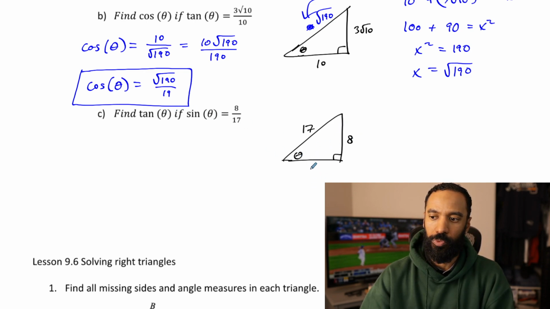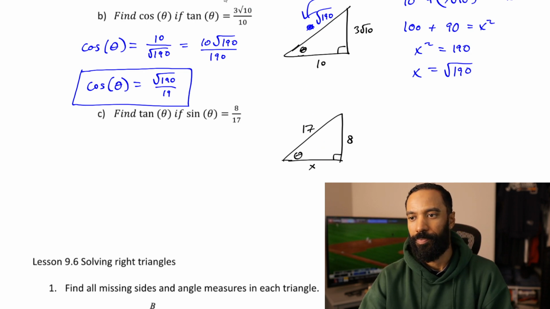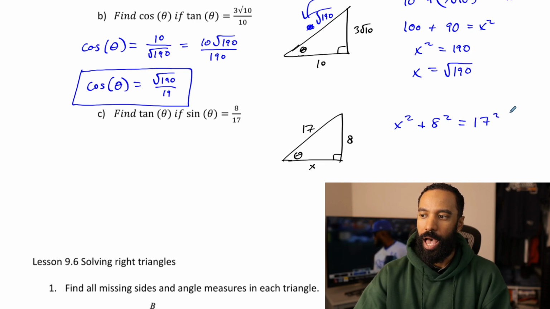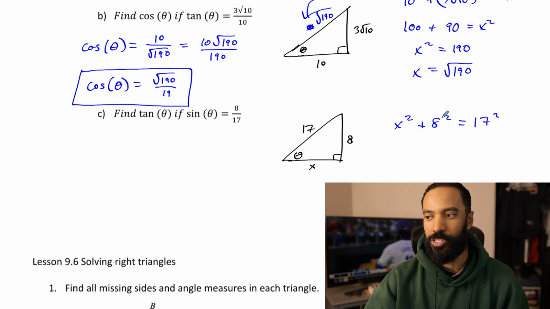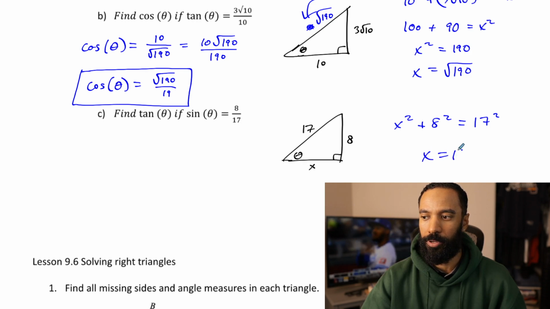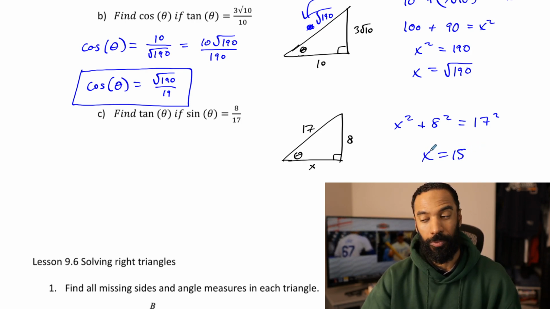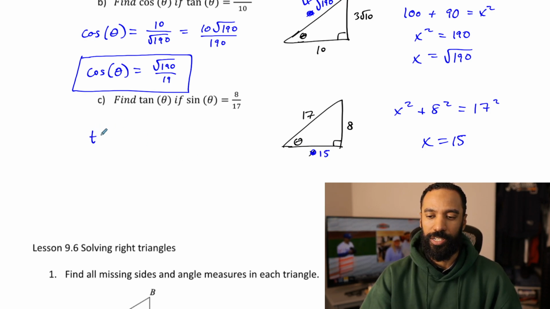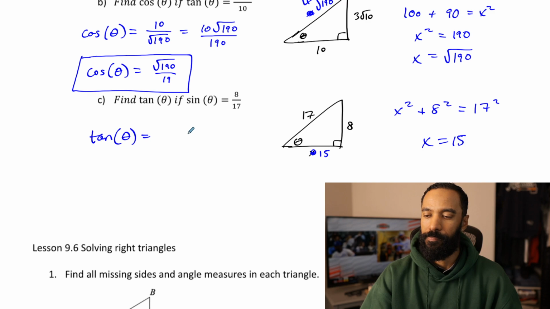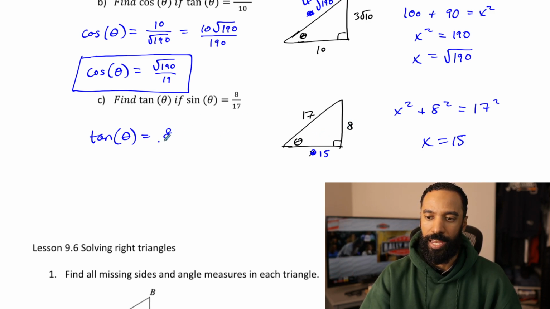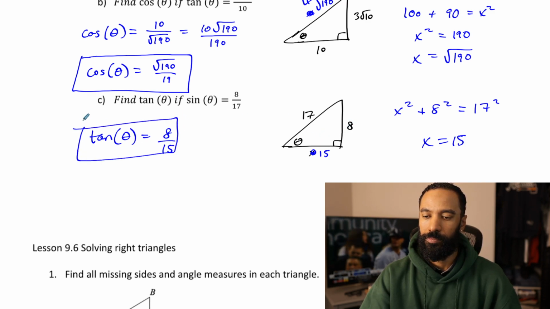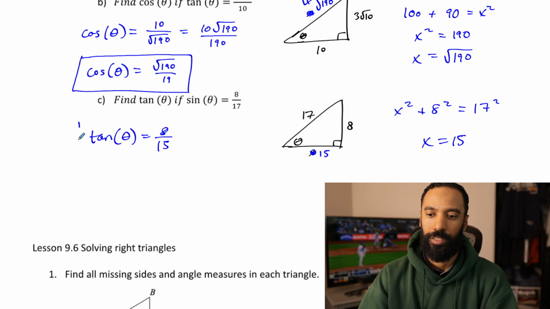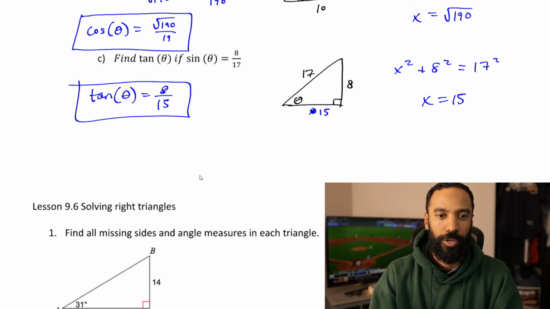That'll be opposite over adjacent, which means we need to find that adjacent right here. So let's go ahead and find that. That's x squared plus 8 squared is 17 squared. I'm going to save myself the math. Do the math on your own. This is an 8, 15, 17 Pythagorean triple. X is 15. If you know those, that'll really help in what you do. So when we take the tangent of theta, we will get opposite over adjacent, 8 over 15. There we go. Okay. Those are those three parts.